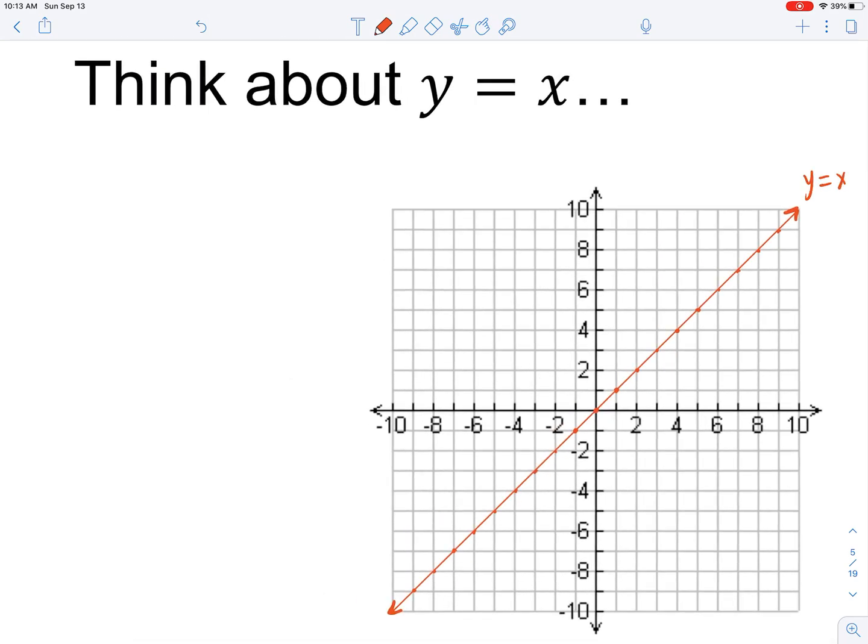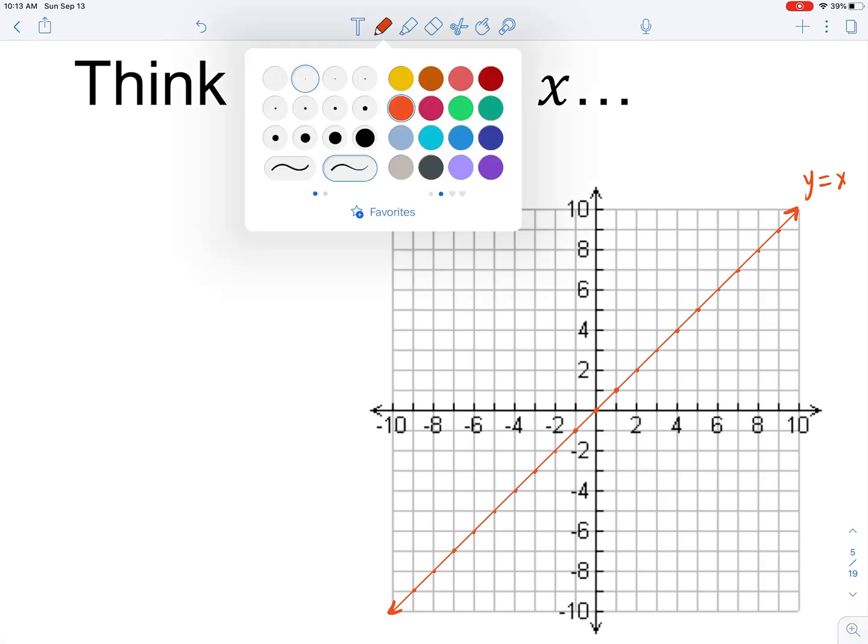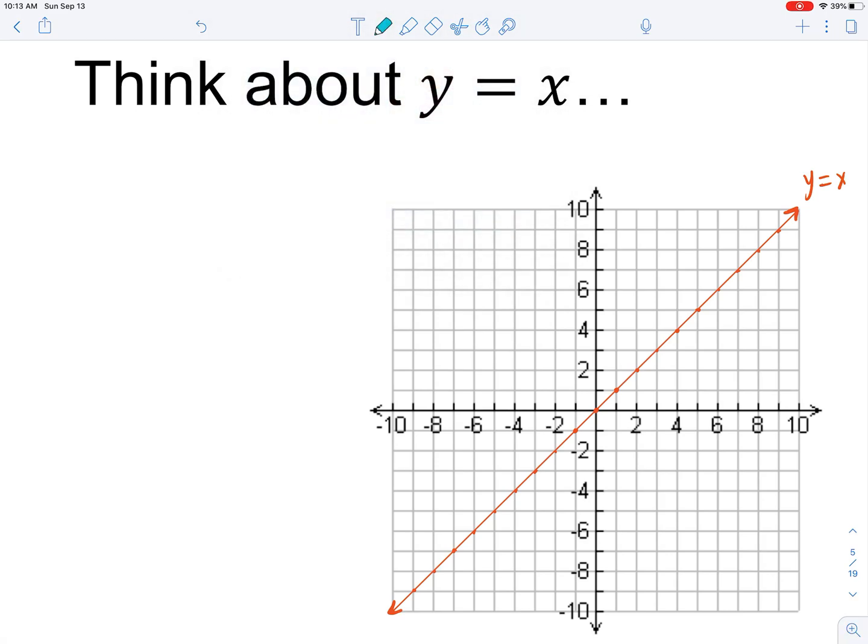So what I have just graphed is y equals x. Now I'm going to write 2 equations here. So I'm going to write the equation y equals x plus 4. And then I'm also going to write the equation y equals, in parentheses, x plus 4. And what that parentheses does is it indicates that I'm adding 4 to the x, to the input.